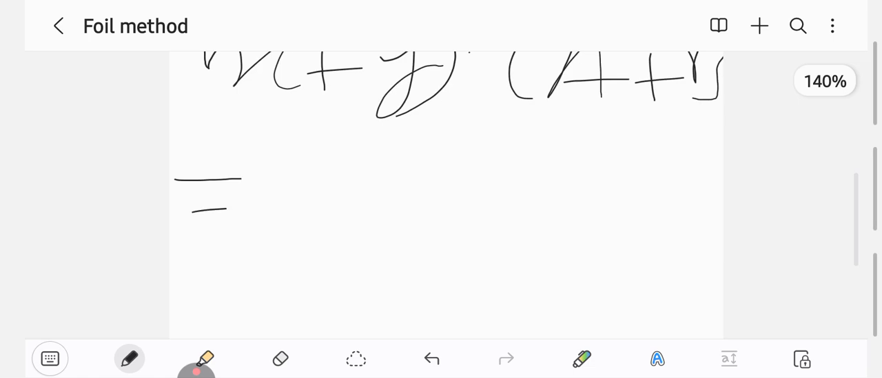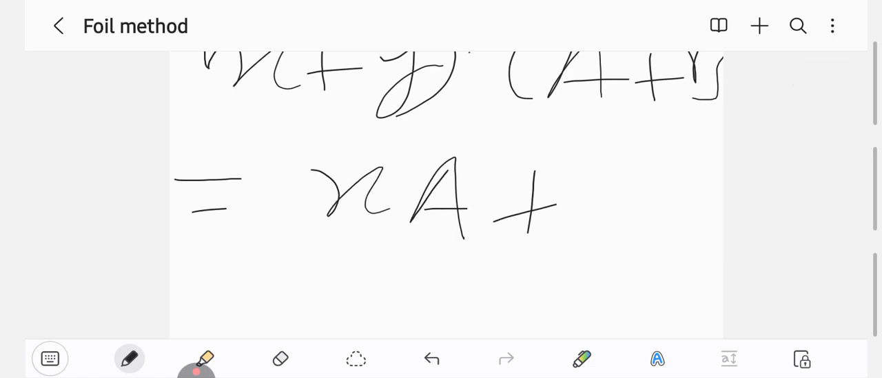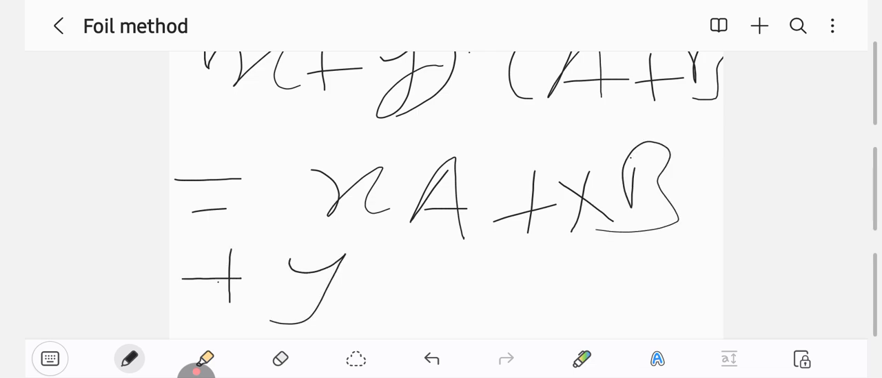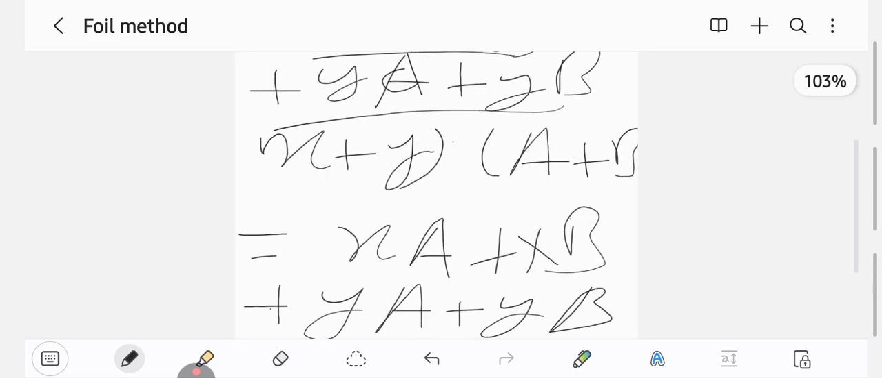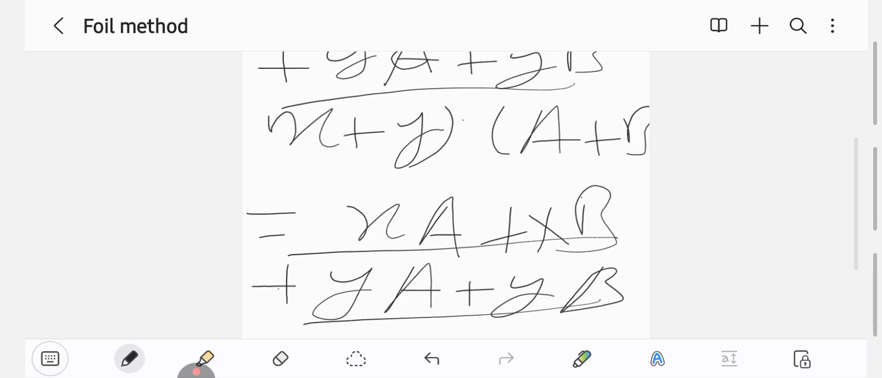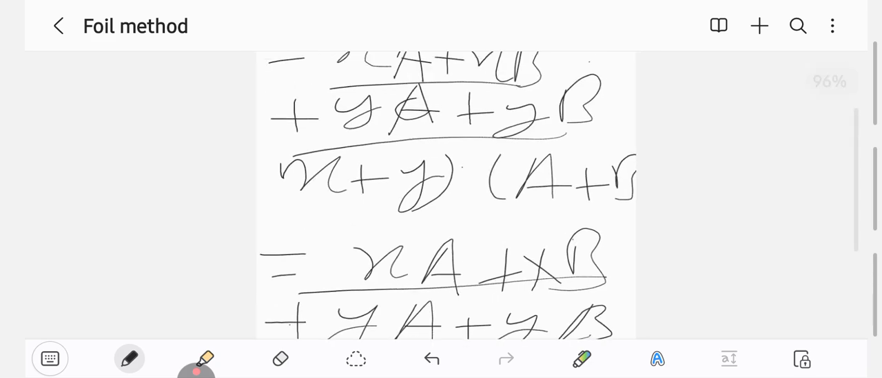Now if you apply the FOIL method in x plus y times a plus b, as I explained, you get xa plus xb plus ya plus yb. As I explained, it is exactly the same. The FOIL method literally means, if you have x plus y times a plus b, it is telling you to switch their places, a plus b times x plus y. Very simple, very logical. Man, it took me a lot of time to understand this thing.